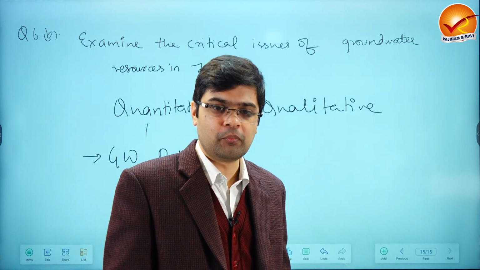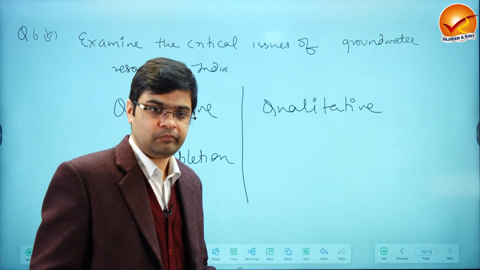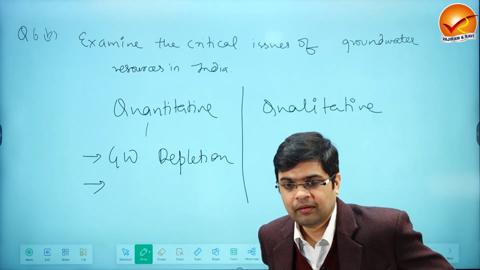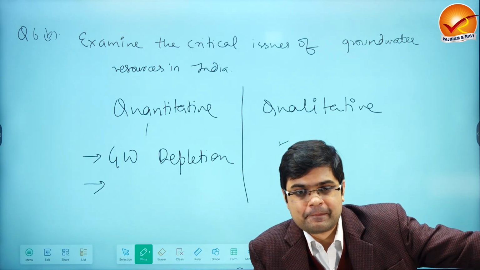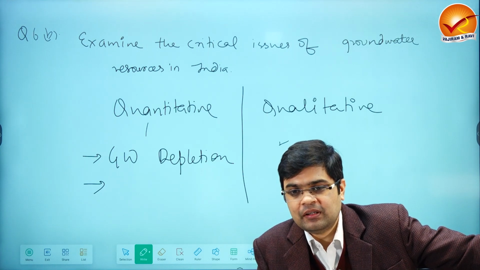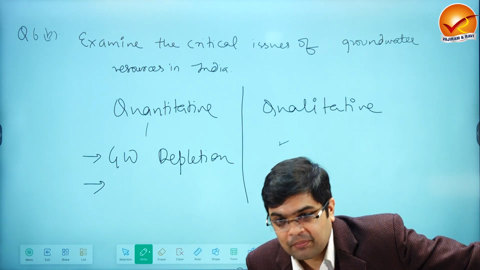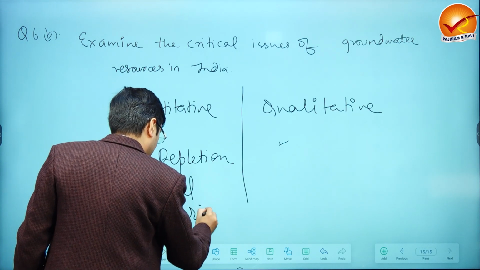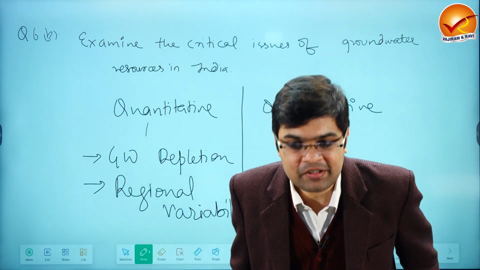Recall the national water policy, draft of national water policy, and tell me what can be the second quantitative critical issue. No, that is quantitative, Mohit. In quantitative, talk about the second critical issue. Tell me. Demand side management, that has come in this already. Aditya Pratap Singh, very good. The regional variability. That is, groundwater is not present in every area.